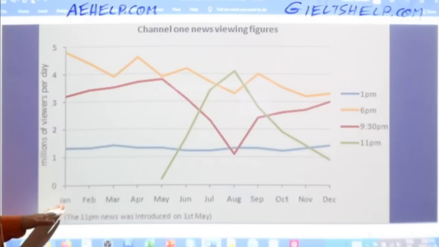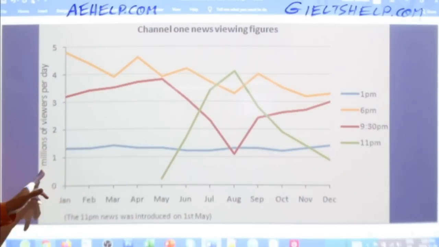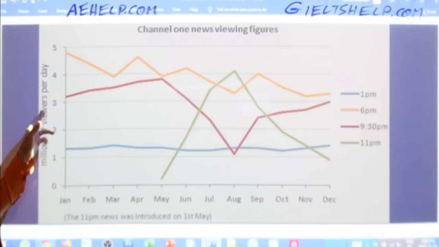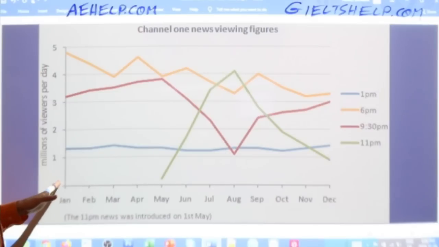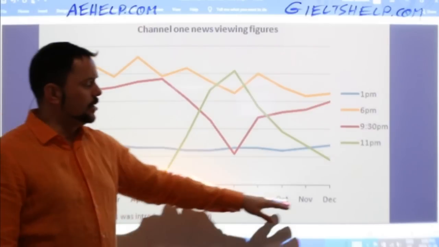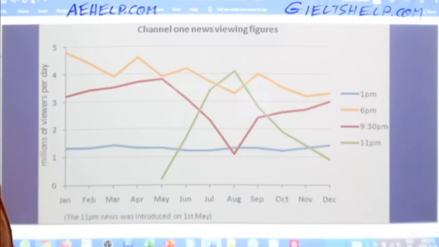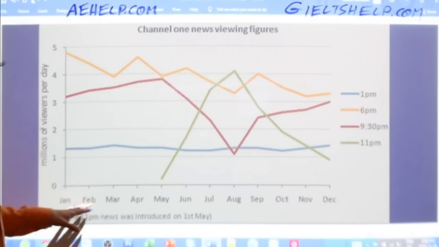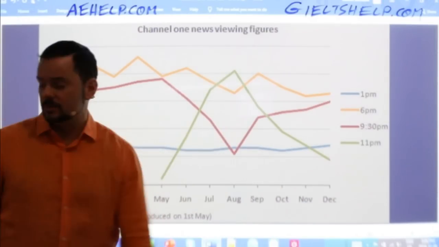And then here we have our y-axis. Y-axis shows the views from 1 to 5 million. So it's millions of views per day. Okay, so it's millions of views per day, and it's 0 to 5 million per day. And on the y-axis, we have the months of the year, January, February, March, all the way to December.